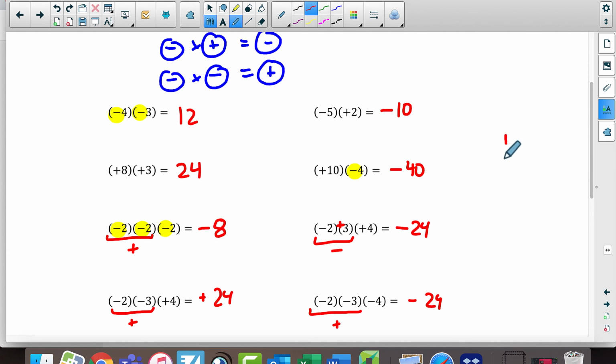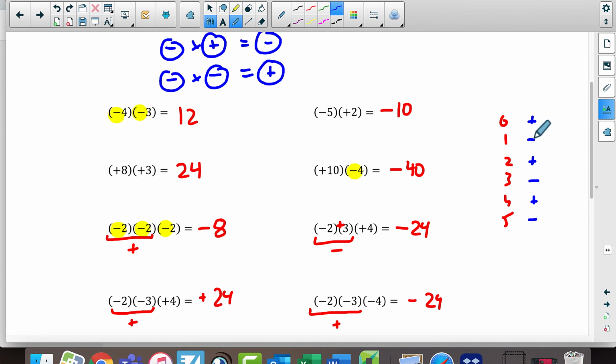Let's summarize. 0. If there's no negatives, so when there was no negatives, remember, it was positive. When there was one negative, it was negative. When there was two negatives, it was positive. When there was three negatives, it was negative. See what's happening? It's just alternating. If there's four negatives, it's going to be positive. If there's five negatives, it's going to be negative.